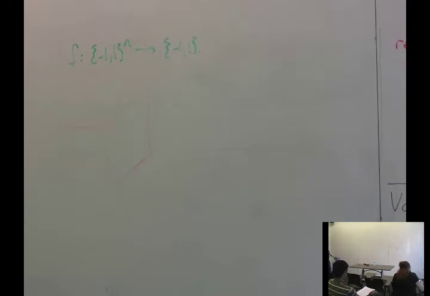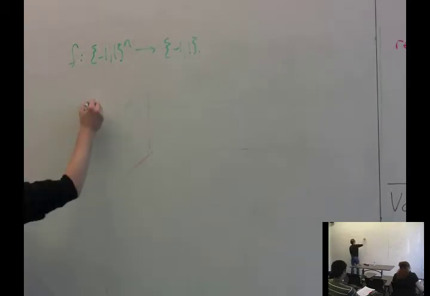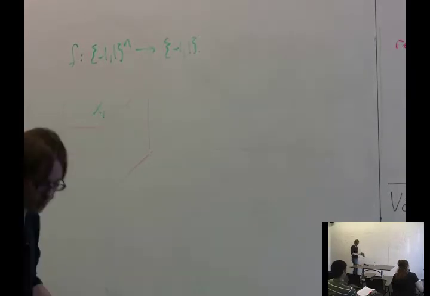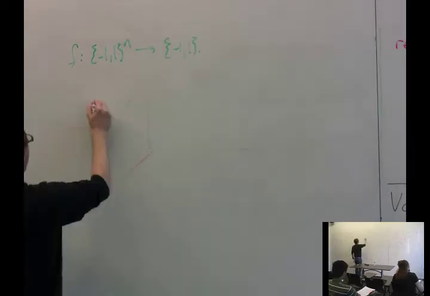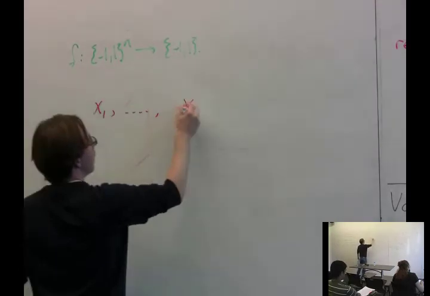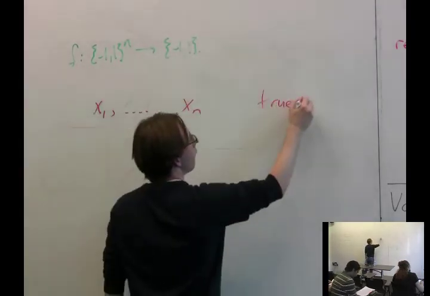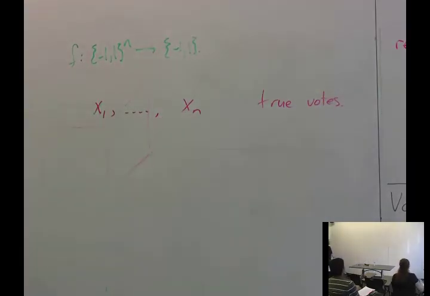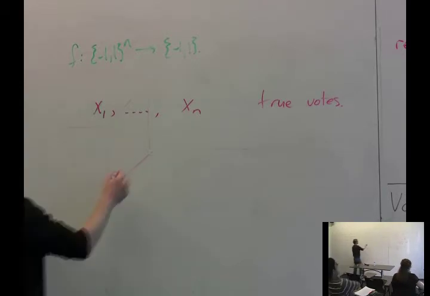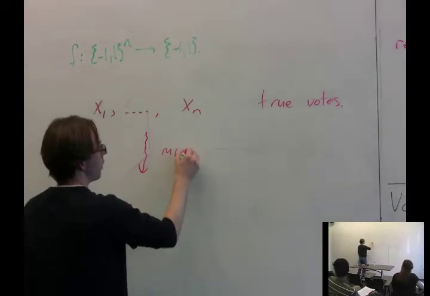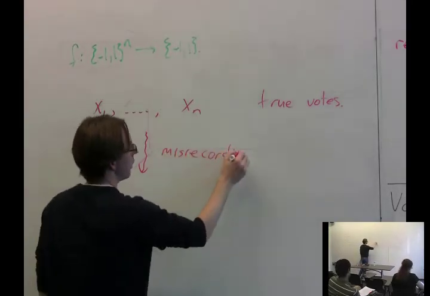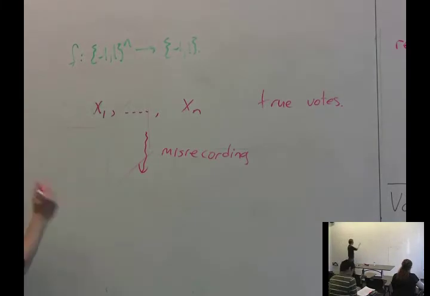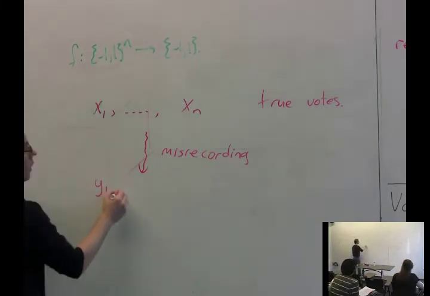Well, now imagine the following scenario. So everybody goes to the voting booth, and they vote. Say x1 through xn are the true votes. OK, but let's imagine that, I don't know, when you hit the button on the voting machine, maybe there's some chance that it misrecords your vote. OK, so maybe there's some misrecording or some error in counting the ballots. And we can imagine that these votes somehow get corrupted into the recorded votes.